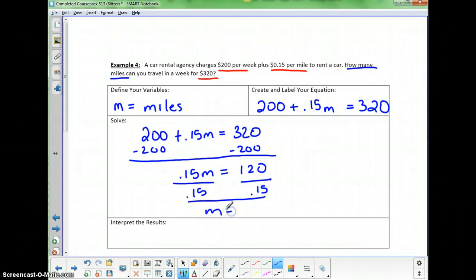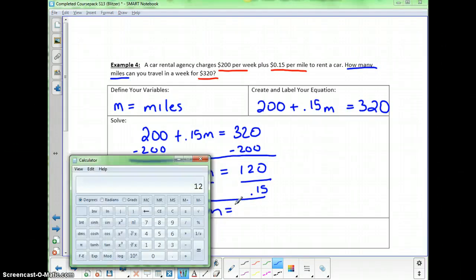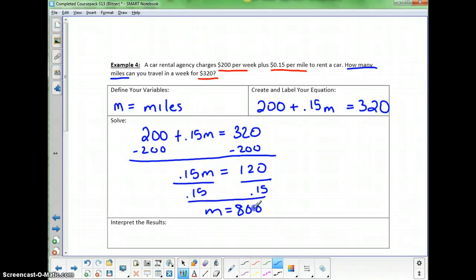So m is equal to 120 divided by 0.15, 800. So we can drive 800 miles for $320.